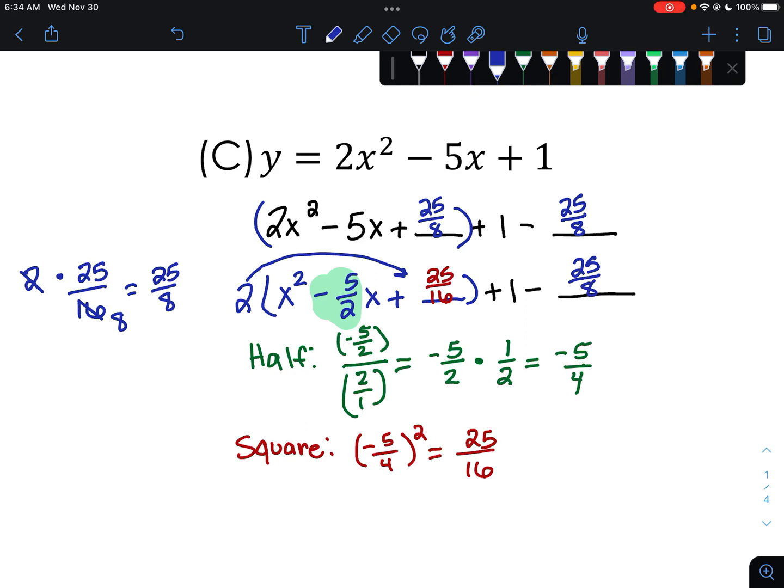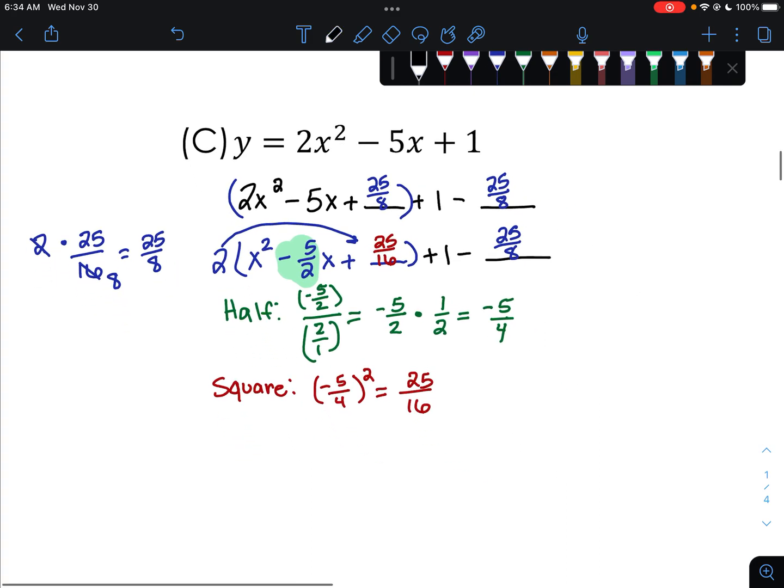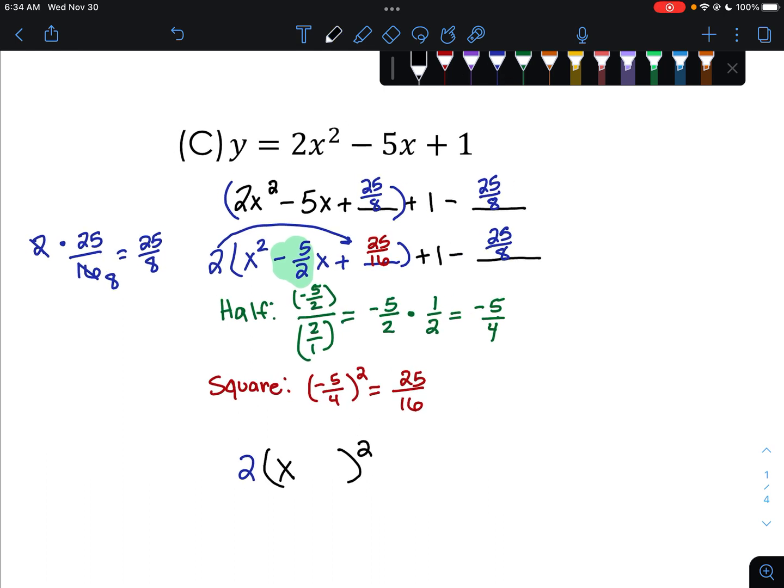So now that we've done that, we can go ahead and do our shortcut for the factoring. So we have something in parentheses squared. We have that 2 hanging out in front. Then we have our variable. We're going to use our half term. Our half term was a negative 5/4. Then we're going to add these two numbers right here.